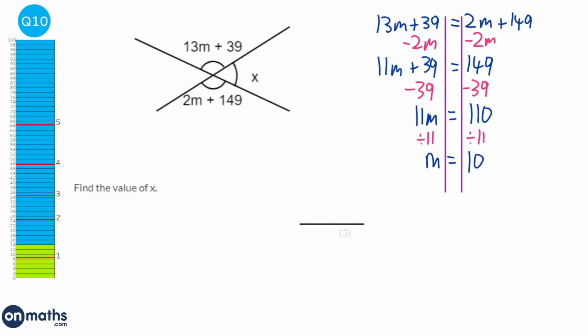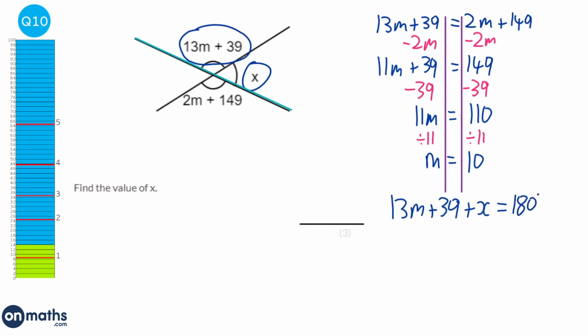And the way we can do that is the fact that this one and this one are both on a straight line. So they are both on this straight line here. So we know that they've got to add up to 180. So let's write that down. 13m plus 39 plus x is equal to 180 degrees, or I don't normally put that in for the working out, I always put that in for the answer.